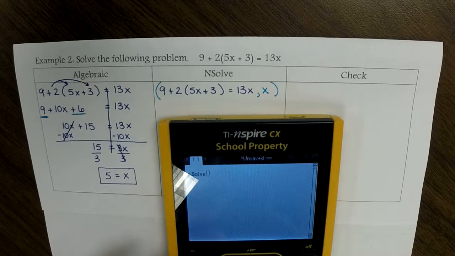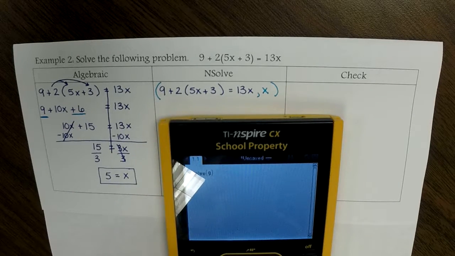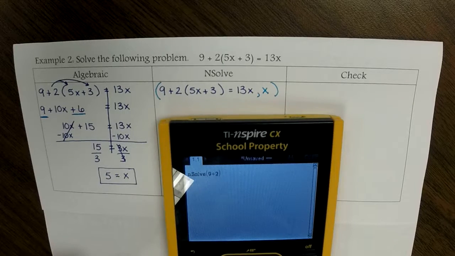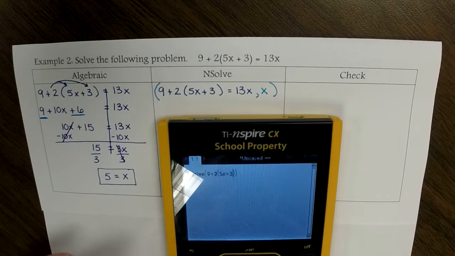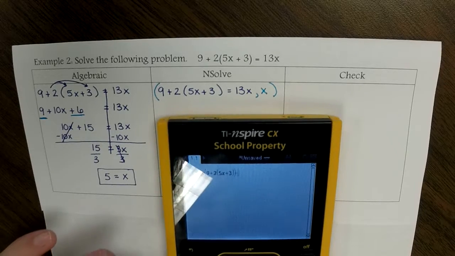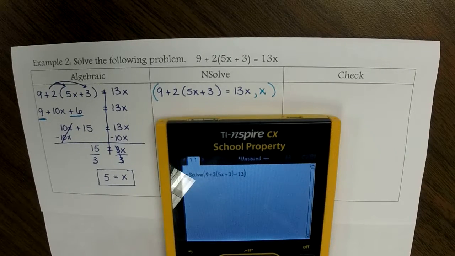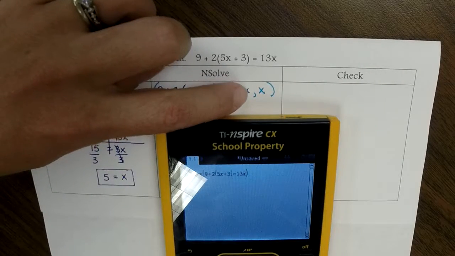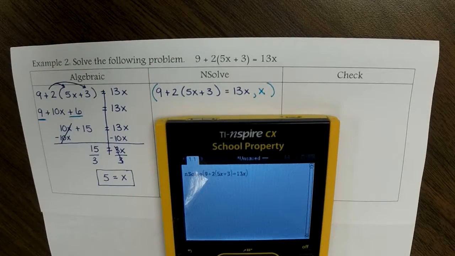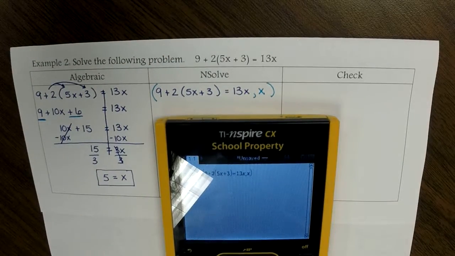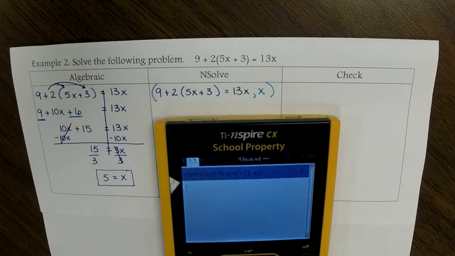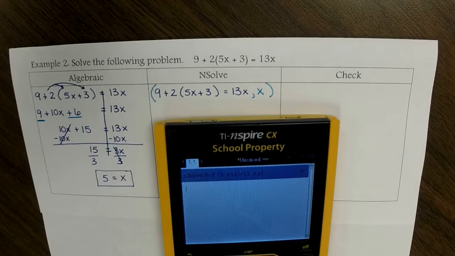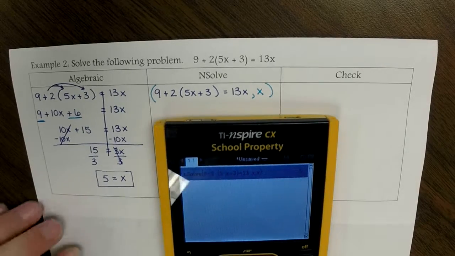So now I type in, inside those parentheses, 9 plus 2, parentheses, 5x plus 3, close, equals 13x. And then I'm supposed to put comma x. And now I hit enter, and it tells me my solution is 5, which we already knew from over here.